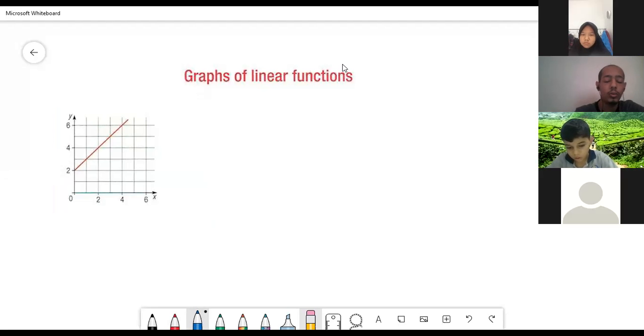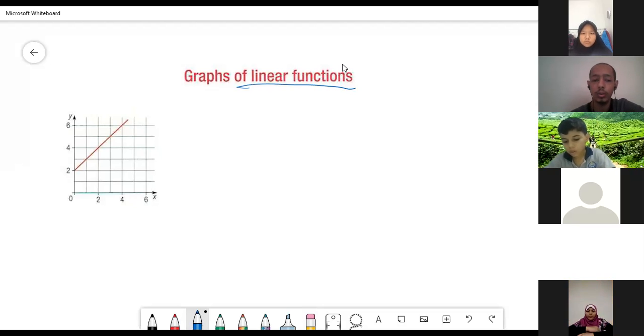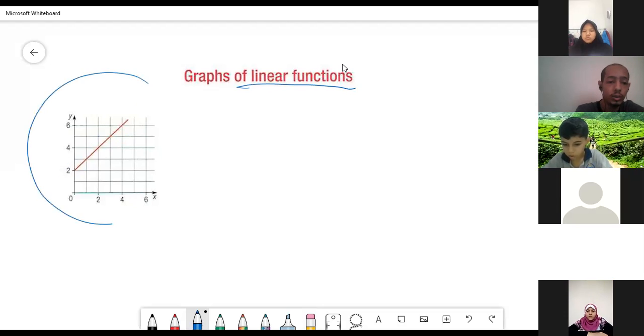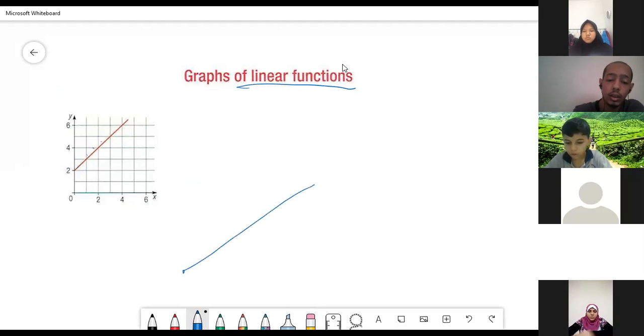Okay, when we say linear function, we mean that the function has a line when we represent it on the graph, on the coordinates, okay? For example, here we have a line. This line is plotted on this graph. By the way, this line has an infinite number of points, okay? Inside this line, it has infinite numbers of points.